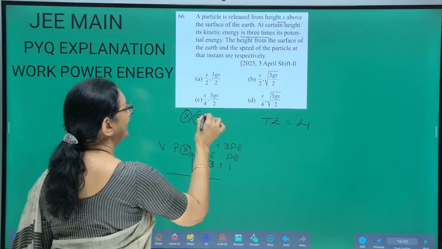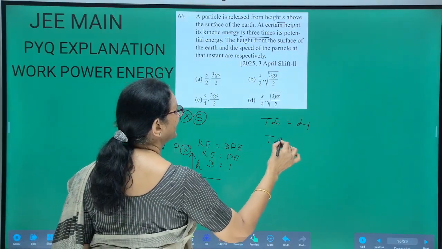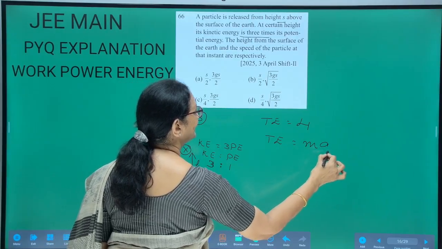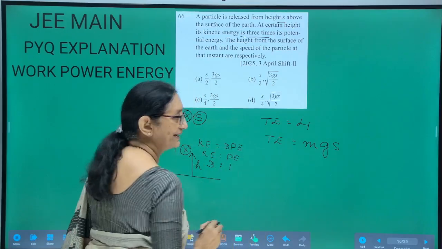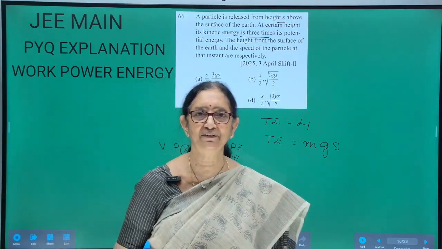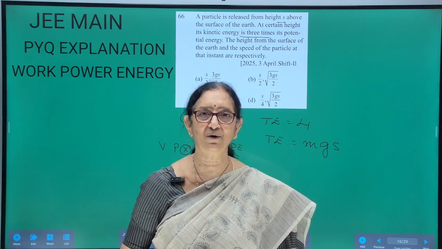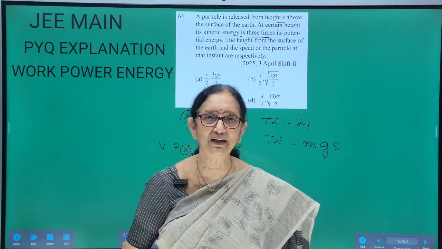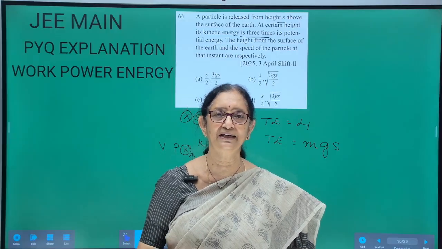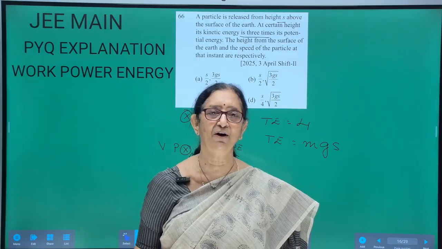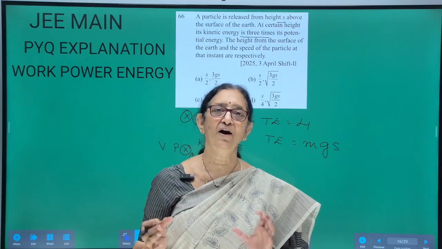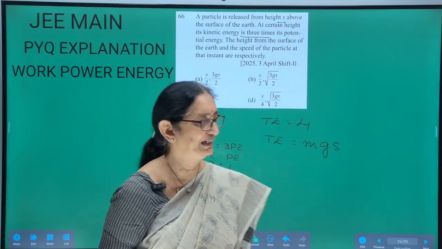So, at the highest point, total energy is in the form of potential energy, that is equal to mgs. From law of conservation of energy, total energy is constant everywhere in its journey. At the highest point, it is in the form of potential energy. At the lowest point, it will be in the form of kinetic energy. At any point on its way, it is in the form of both KE and PE.